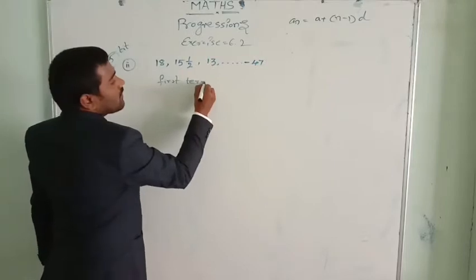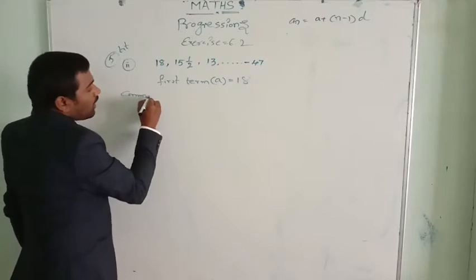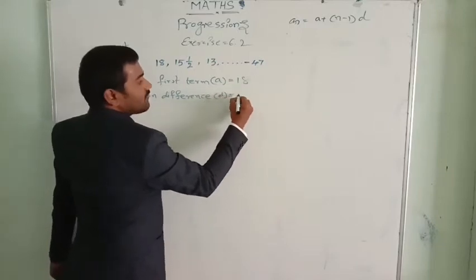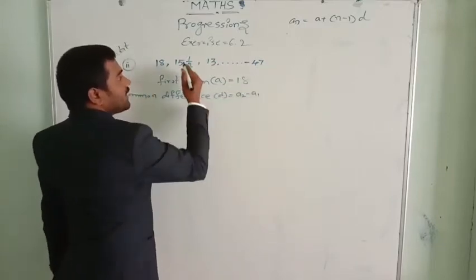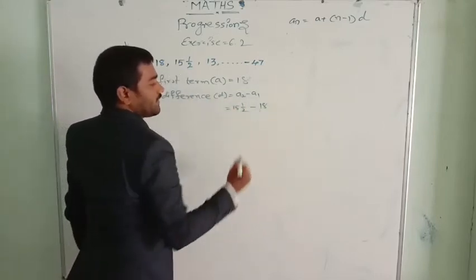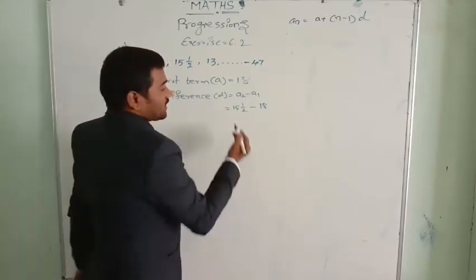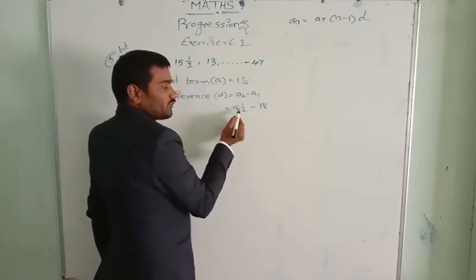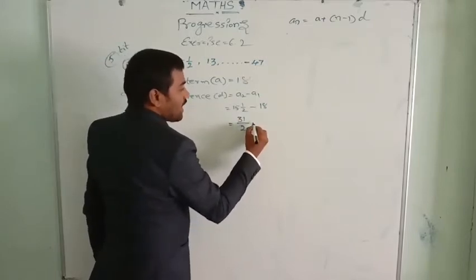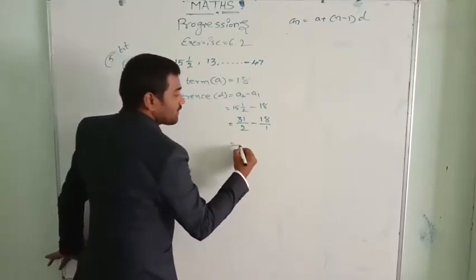So simple. Let us write the first term. First term a is equal to 18. Common difference d equals a2 minus a1. a2 is what here? 15 whole 1 by 2, minus a1 is 18. The 15 whole 1 by 2 is a mixed fraction. Let us convert it into an improper fraction. 2 into 15, 30. 30 plus numerator 1, that is 31 by 2, minus 18. We'll write it as 18 by 1 to do the cross multiplication to find the d.